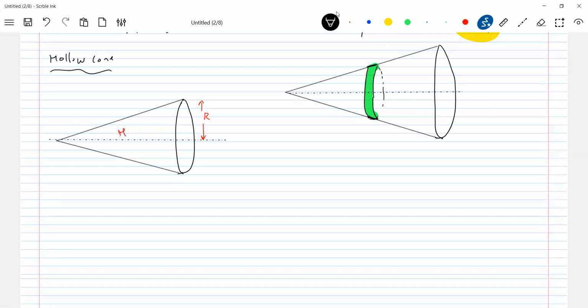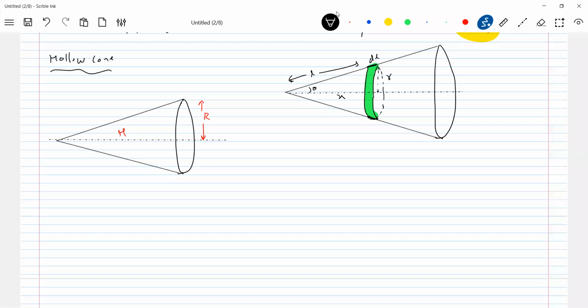So this is the elemental ring. You can take this as theta. Let this be x. Let this be dl. Let it be the slant length, l. The radius of this, let it be r.